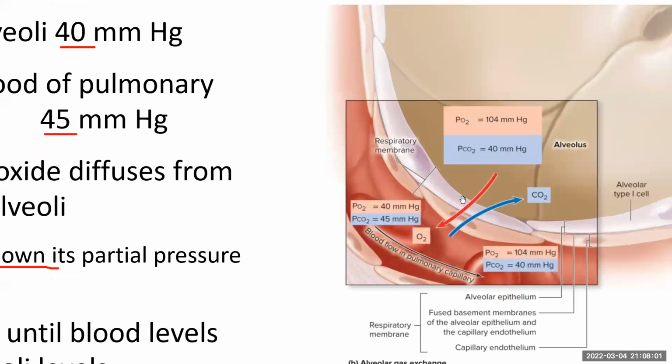This is what we're seeing. This is what I was going over: 104 millimeters of mercury, the partial pressure for oxygen in the lungs, 40 millimeters of mercury in the pulmonary capillary. Oxygen, follow the red arrow, boom. Carbon dioxide has 45 millimeters of mercury in the blood, 40 millimeters of mercury in the lungs. Follow the blue arrow, bye carbon dioxide. And then this floats away, 104 millimeters of mercury for the partial pressure of oxygen, and partial pressure of carbon dioxide is 40 millimeters of mercury. That floats through your circulation. And that's what we see.